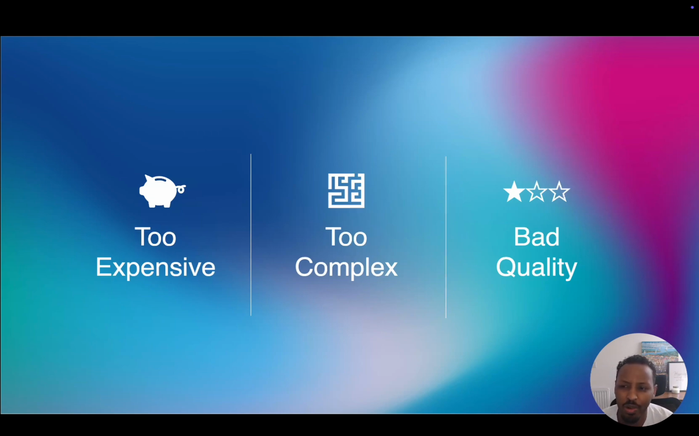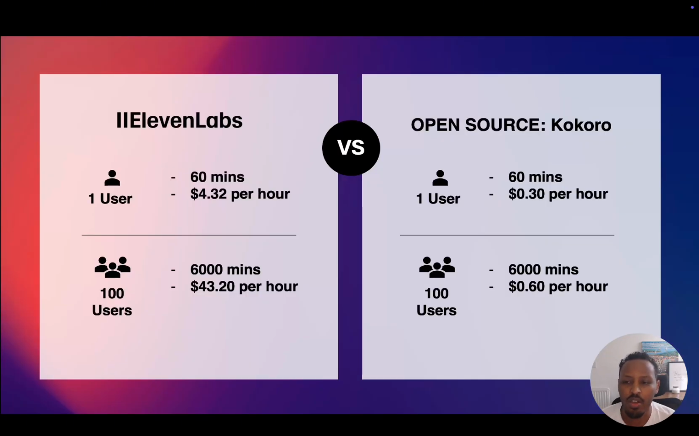And the last one, bad quality. The concern being some of these open source models are actually worse quality than these closed source models. Why would you want to run an open source AI model if you've got the world's most powerful AI model that costs? So this is a great segue into a comparison.